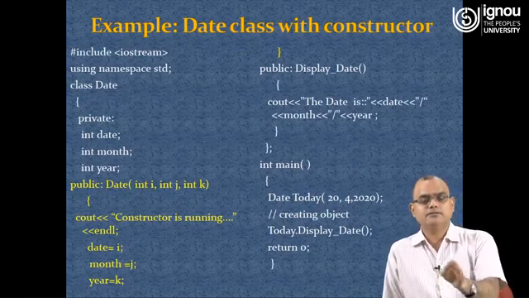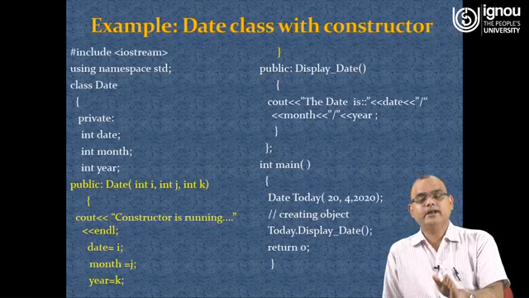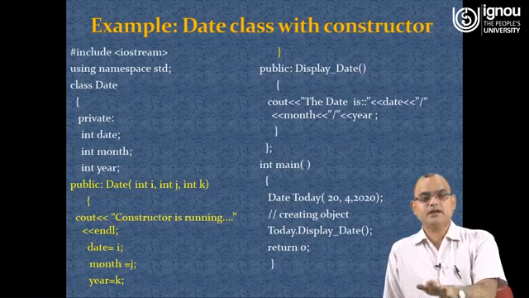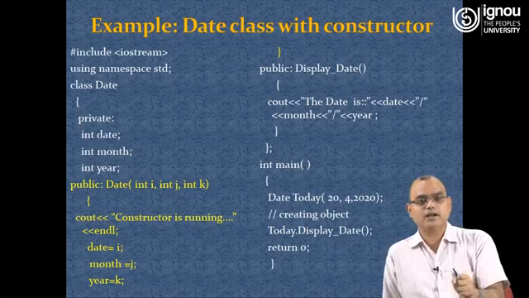Now see one more example here. In this example, we have tried to create a class Date, and this particular Date class has 3 attributes, and all the 3 attributes here we have declared private. It means within the class only it is accessible. If you try to access outside of the class, you cannot.